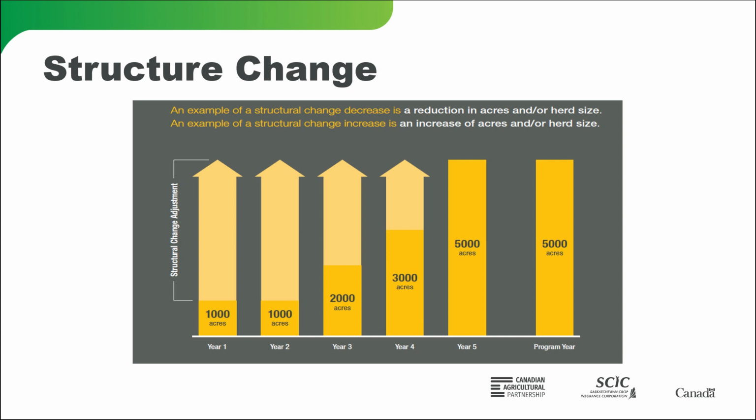When AgriStability does the calculation, they compare that program year number of acres to what the historical number of acres have been for each of those 5 years. And if it's more than a 10% or $5,000 difference, then AgriStability will adjust those historical years up as if they had been farming 5,000 acres in those previous years, so that we're comparing farm size to farm size.